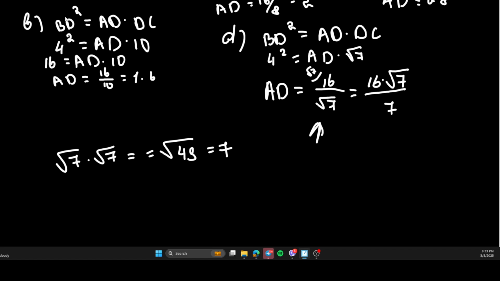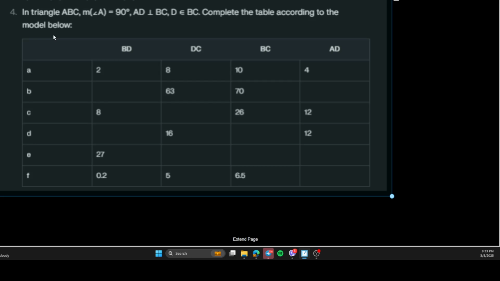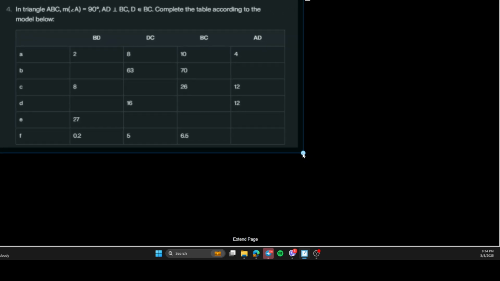Now we do have this big table to complete. Let's do it like this, and we're going to come back to it and complete it. Alright?